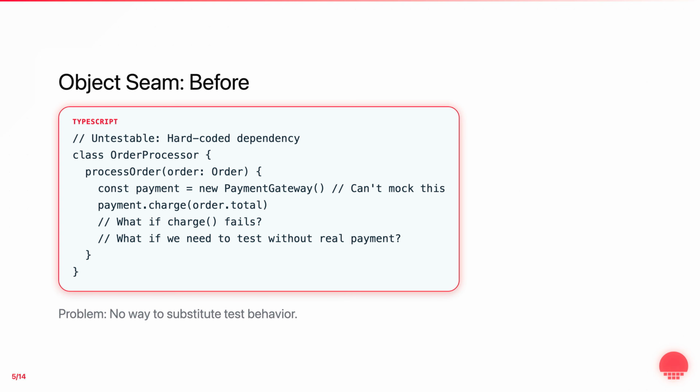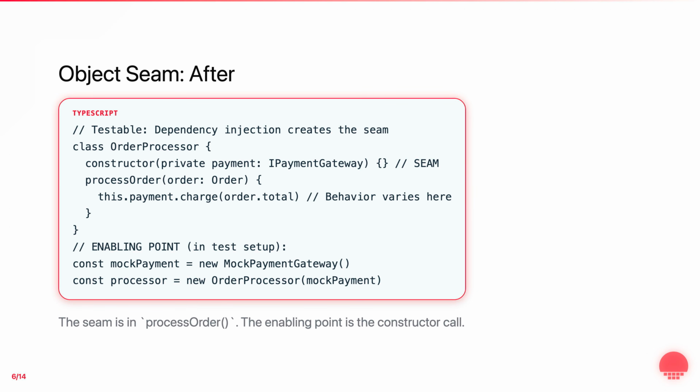This works beautifully with refactoring tools and maintains type safety. In production, you pass in the real payment gateway, nothing fancy. But in tests, that's where the magic happens. Create your mock, inject it through that same constructor, and you've got complete control. You can verify the charge was called, check what amount was passed, even simulate failures, all without touching process order's implementation. This is what altering behavior without editing in that place looks like. The enabling point, that constructor call, does all the heavy lifting. Same method, totally different behavior depending on what you inject.